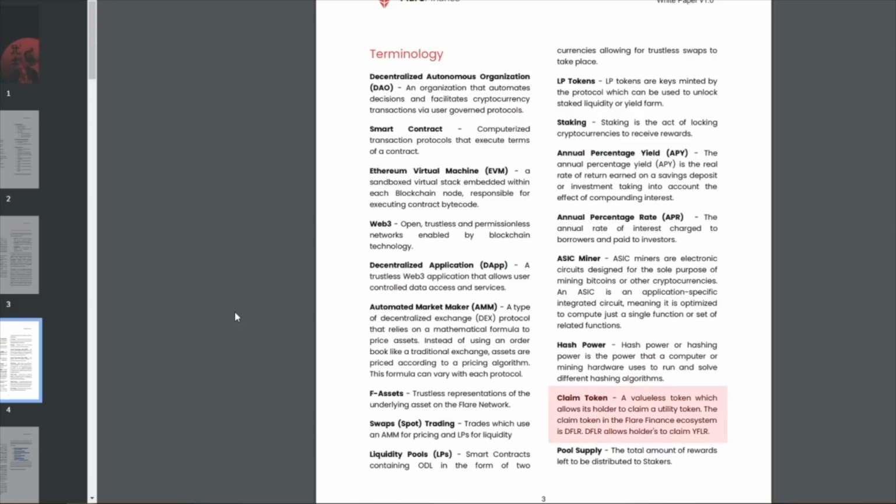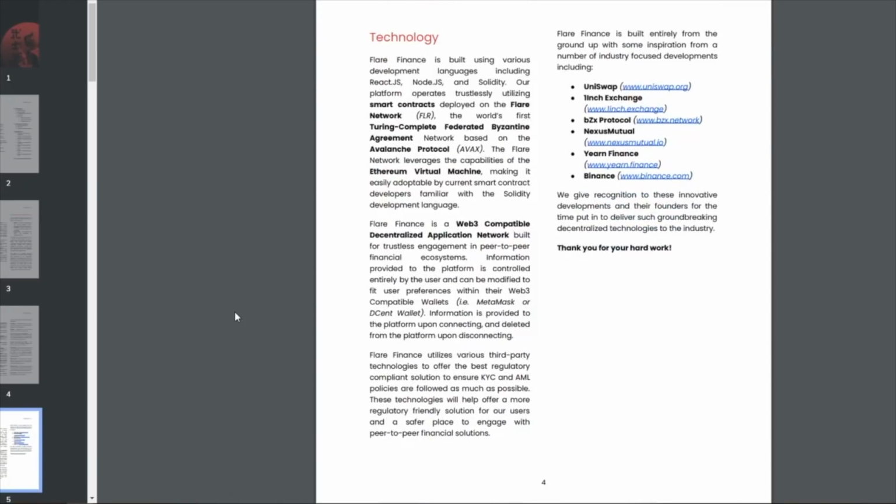Claim token. A valueless token which allows its holder to claim a utility token. The claim token in the Flair Finance ecosystem is DFLR, and DFLR allows holders to claim YFLR. And finally, pool supply, the total amount of rewards left to be distributed to the stakers. And the last section that we're going to cover today is technology.